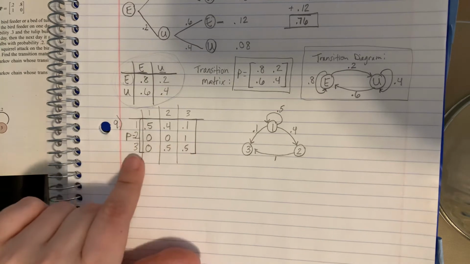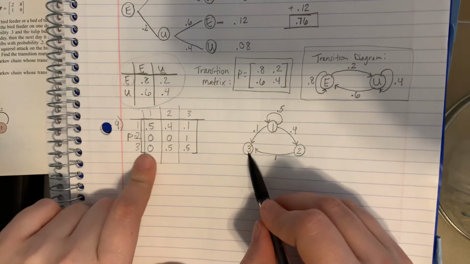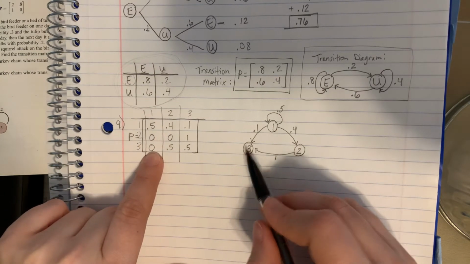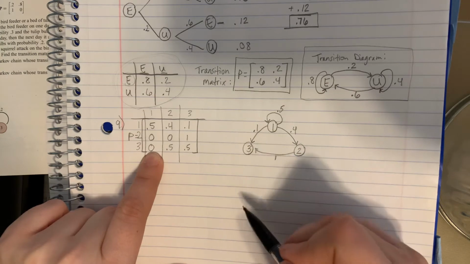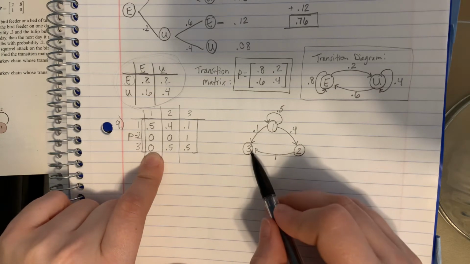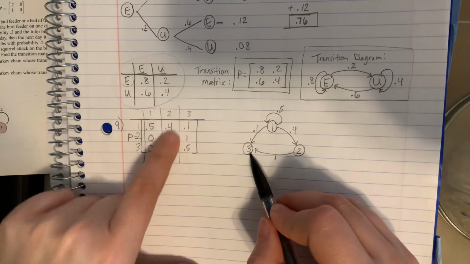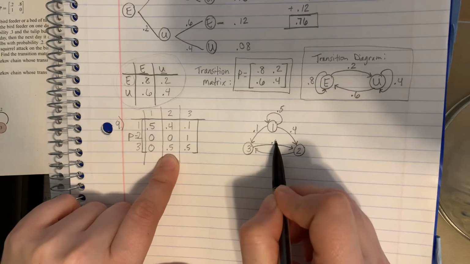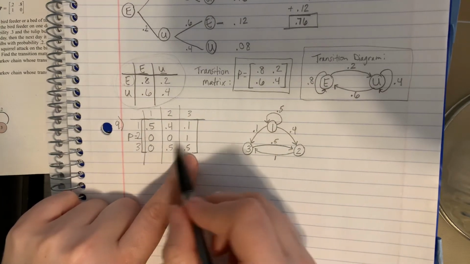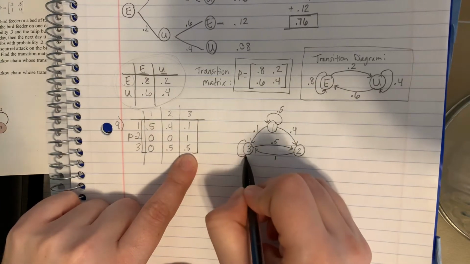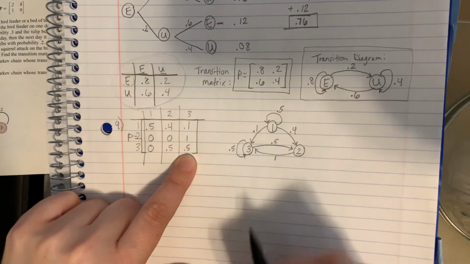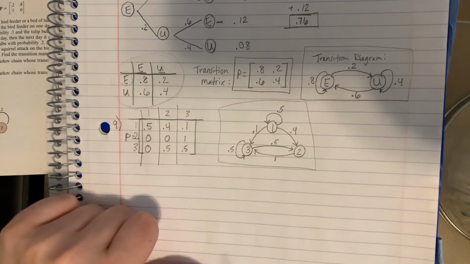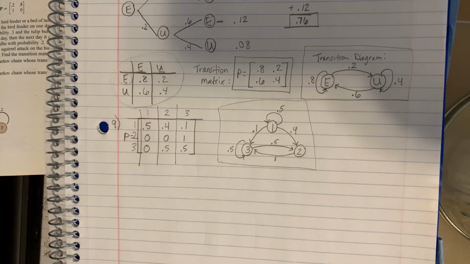So 1. If I'm at 3 and I'm going to go to 1, I'm starting at 3, going to 1, that's a 0 probability. So I'm not going to write that one in. If I'm at 3 and I'm going to 2 next, so from 3 to 2, that one was a 0.5. And then 3 and staying at 3, that was also a 0.5. So that's what that transition diagram looks like.